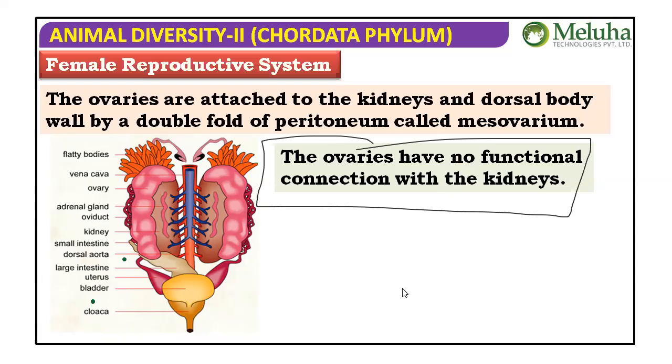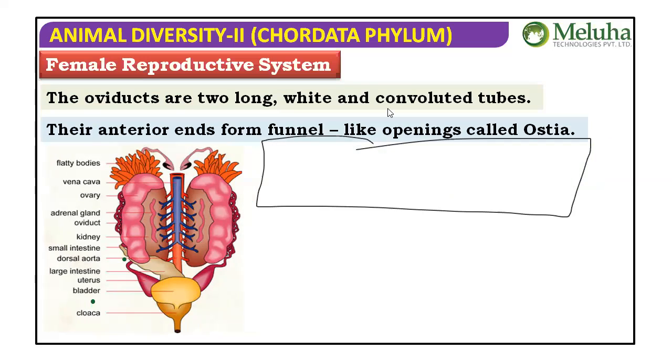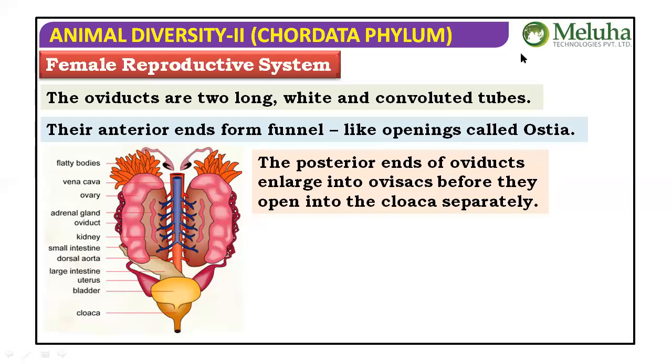So let's talk about the oviducts. The oviducts are too long, wide, convoluted tubules. Their anterior ends form a funnel-like opening called ostia. See my diagram, these are the ostia.